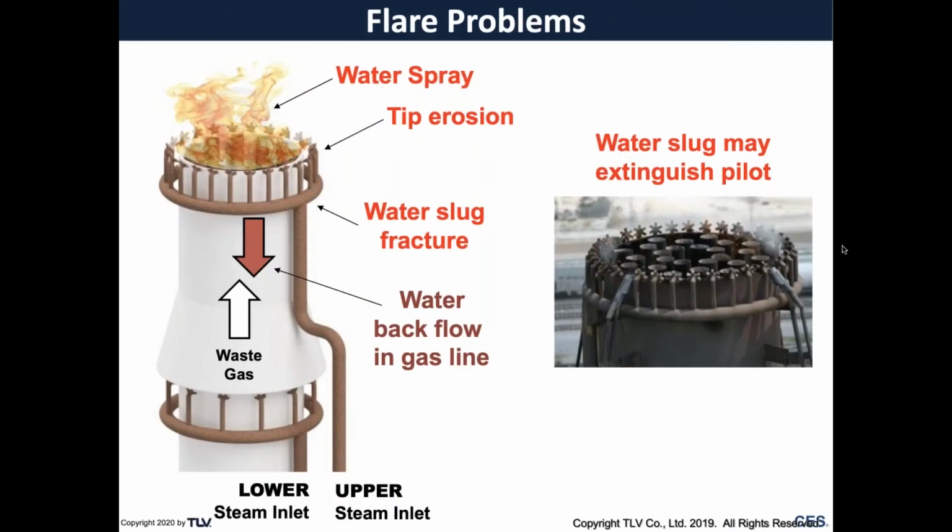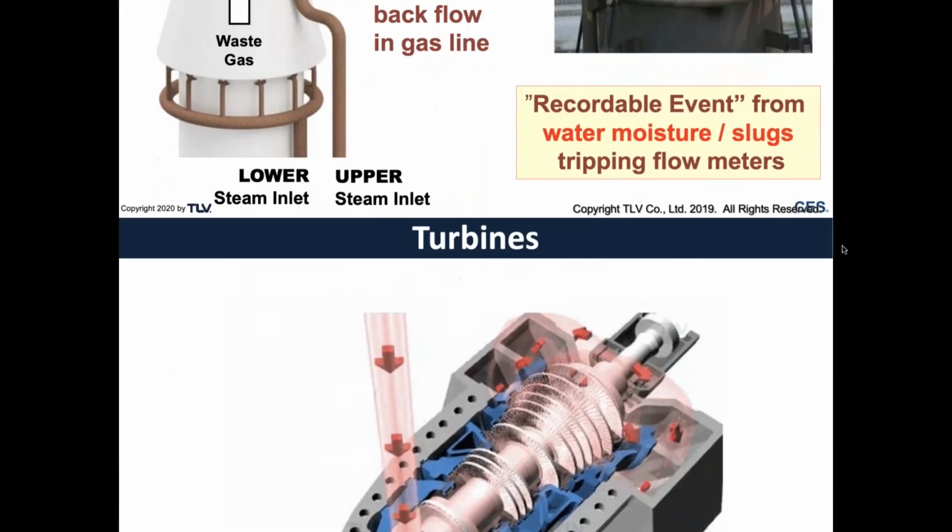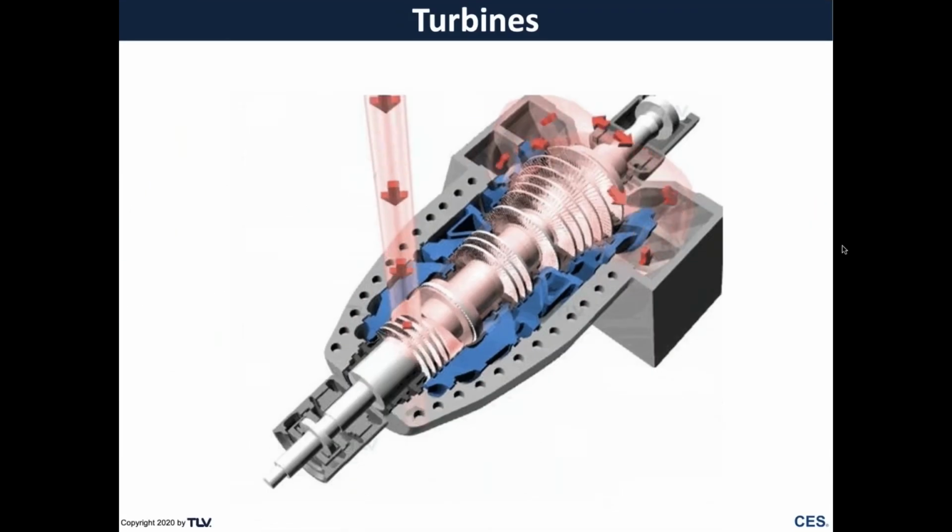And the reliability issues we're talking about are problems caused by condensate, whether it's a water spray or a water slug fracture, extinguished pilot, recordable event from a slug tripping a flow meter. And oh my goodness, we don't want to talk about turbines, right? What's a slug of water going to do to a turbine? But when you take a look at eroded turbine blades, that didn't come from steam. It came from particles in the steam, either being debris or being condensate that hasn't been disentrained.